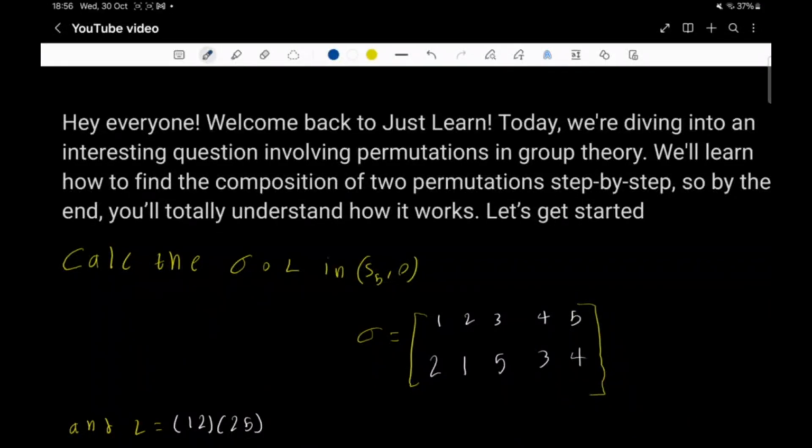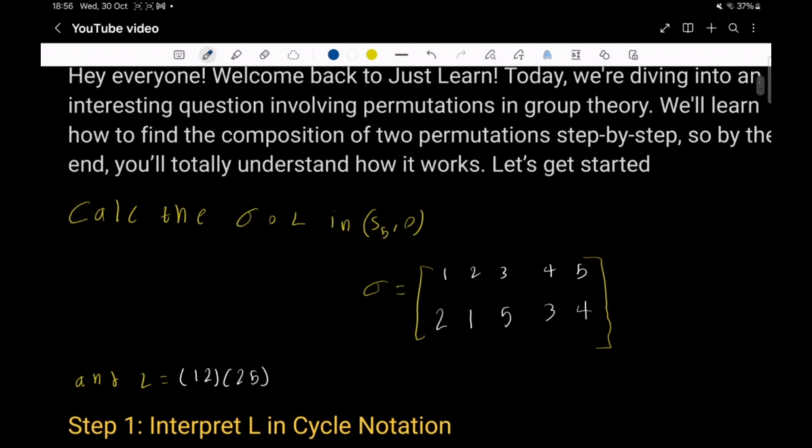Today we are diving into an interesting question involving permutation in group theory. Very difficult area, but we will understand by the end of the video. Today we have a question where we have to calculate sigma composite L, and we have two permutations here. The first one is sigma in matrix form, and for the other one we have L, which is in cycle notation.